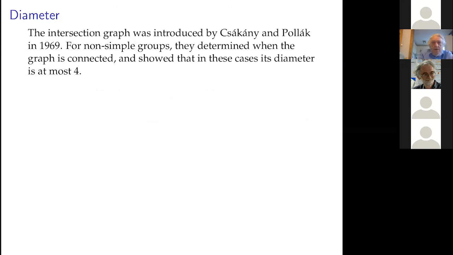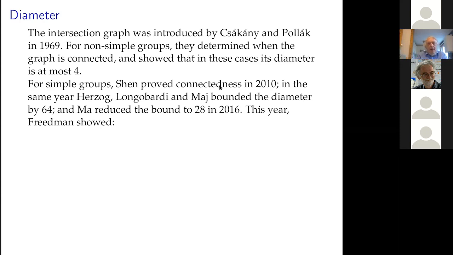So this definition goes back to 1969, and Ciccani and Pollack showed that if the group is not simple, well, they determined when the intersection graph is connected and showed that if it is connected, its diameter is at most 4. What about simple groups? Well, nothing happened for a long time.